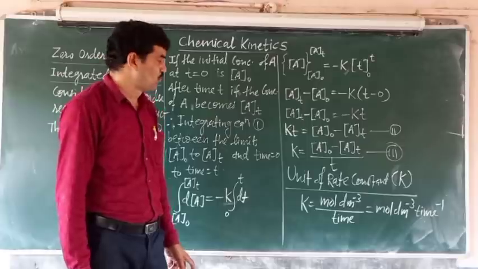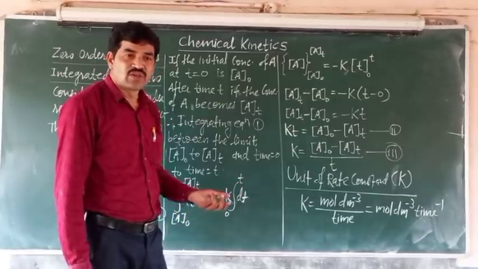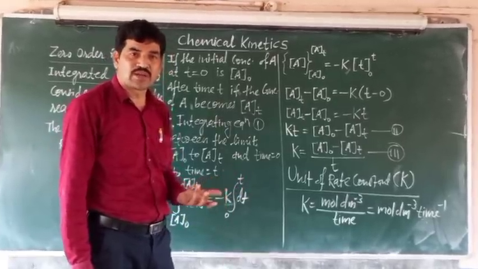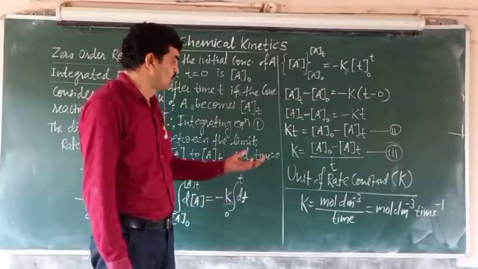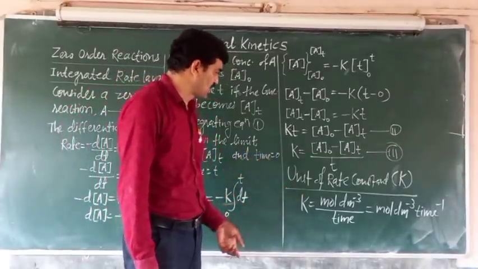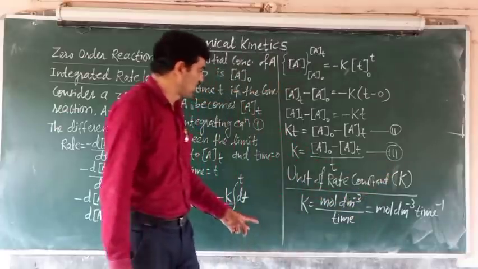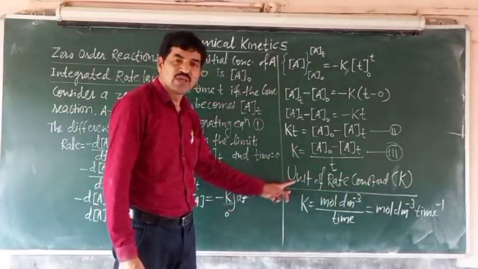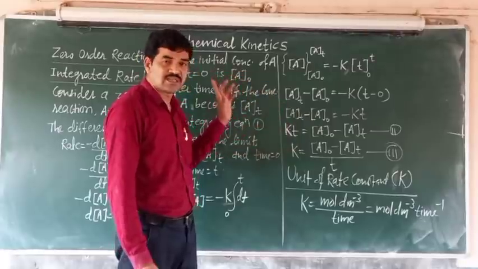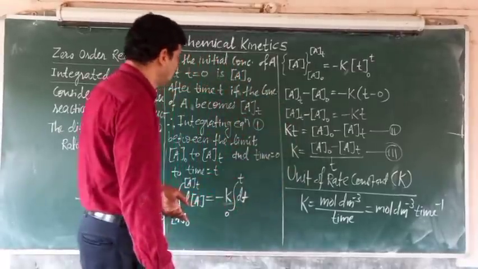Then there are four alternatives: first order reaction, zero order reaction, second order reaction, and so on. So you can write the correct answer: mole per dm cube time inverse. That is, for the zero order reaction, the unit of rate constant and the rate of reaction are similar. Then another.